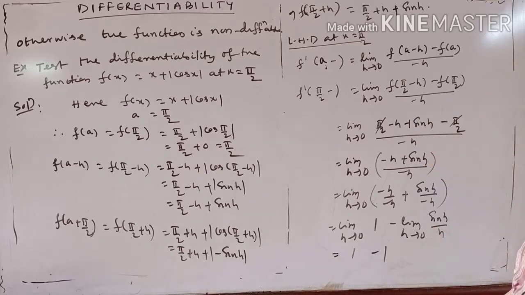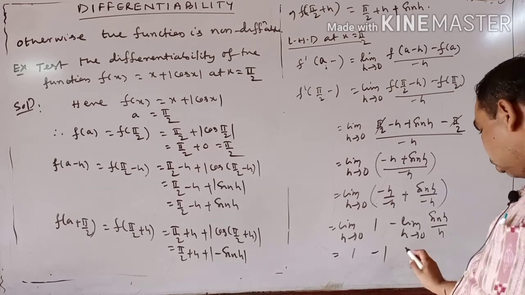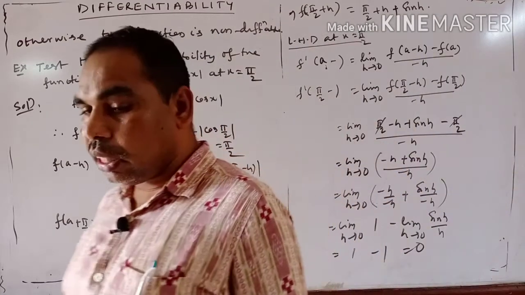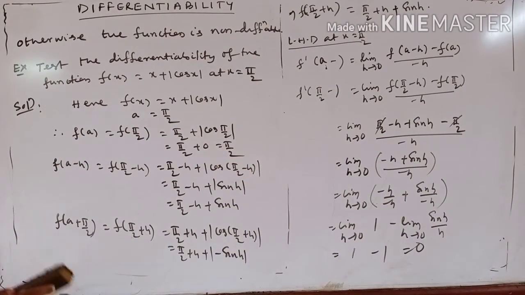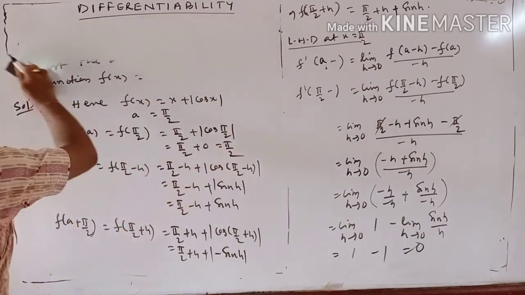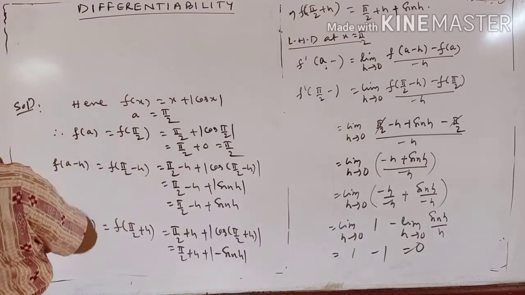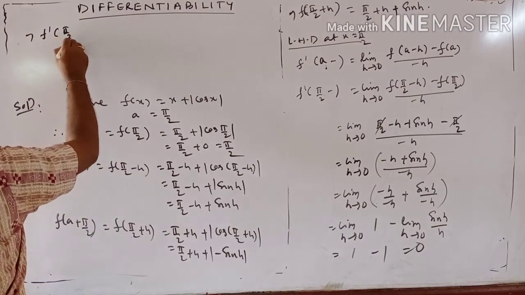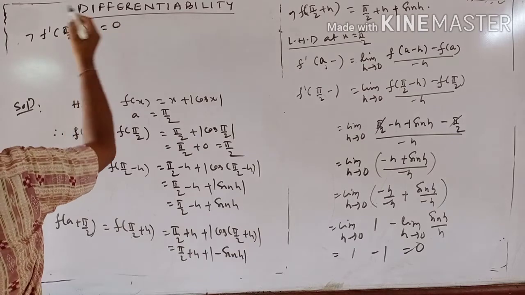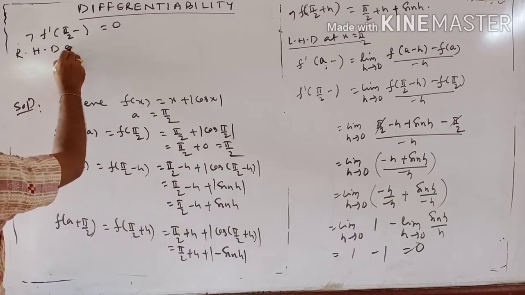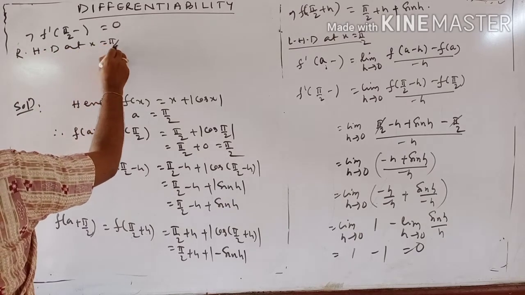Limit x tends to 0 of sin x by x is equal to 1. So this is equal to 0. So the left hand derivative is 0. Left hand derivative is 0. Next, to find the right hand derivative. So this implies f dash pi by 2 minus is equal to 0. Next, to find the right hand derivative at x is equal to pi by 2.